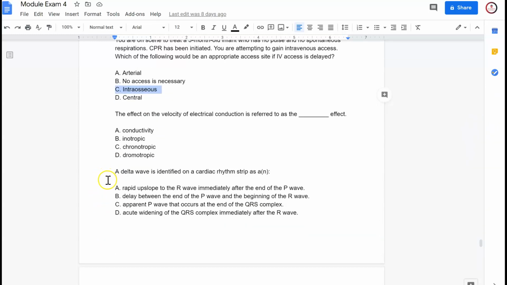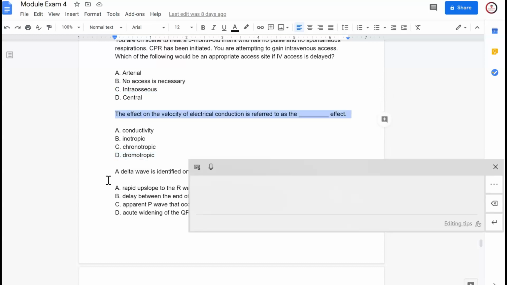The effect on the velocity of electrical conduction is known as, and we talked about this, right? Know the difference between your inotropy, chronotropy, and your answer, which is dromotropy. Dromotropy is your velocity of conduction.